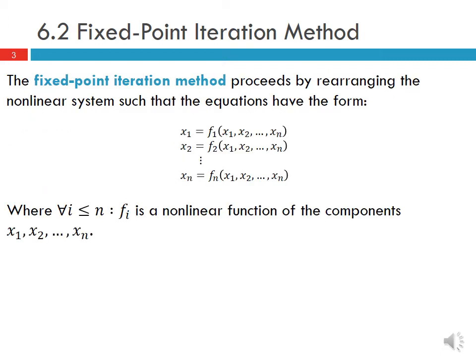So the fixed point iteration method proceeds by rearranging the nonlinear system such that the equations have the form x is equal to f of x. So x1 is equal to f1 of x1, x2 up to xn, x2 is equal to f2 of x1, x2 up to xn, down to xn is equal to fn of x1, x2 up to xn, where for every i up to n, fi is a nonlinear function of the components x1, x2 up to xn.